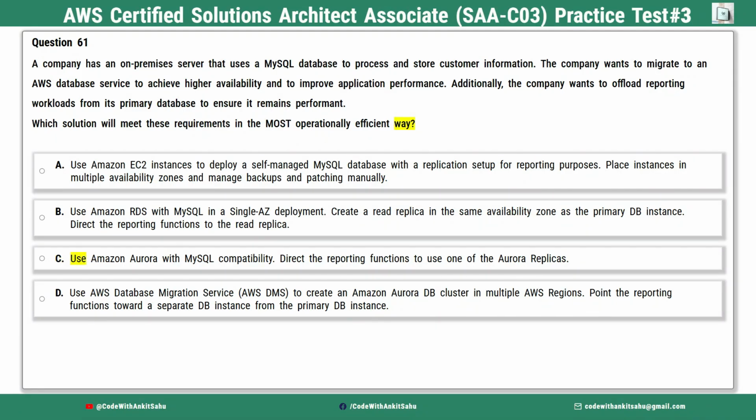Option C. Use Amazon Aurora with MySQL compatibility. Direct the reporting functions to use one of the Aurora replicas. Option D. Use AWS Database Migration Service, AWS DMS, to create an Amazon Aurora DB cluster in multiple AWS Regions. Point the reporting functions toward a separate DB instance from the primary DB instance.